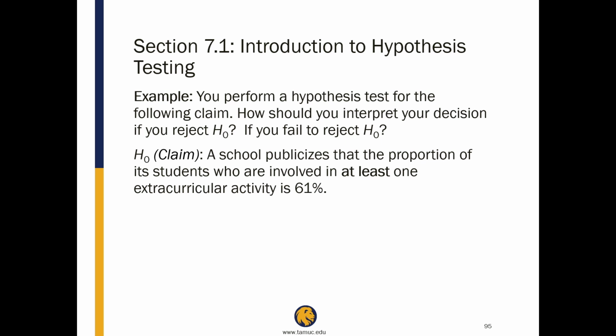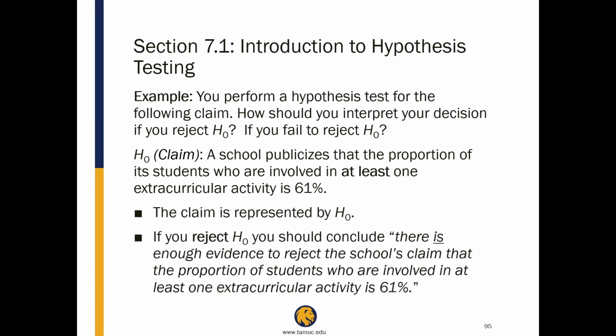The claim here, which is the null hypothesis H sub 0, is that a school publicizes that the proportion of its students who are involved in at least one extracurricular activity is 61%. So this claim is represented by the null hypothesis H0, and if we reject the null hypothesis, we should conclude that there is enough evidence to reject the school's claim that the proportion of students who are involved in at least one extracurricular activity is 61%.